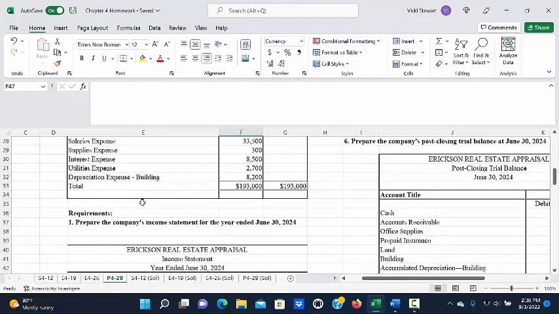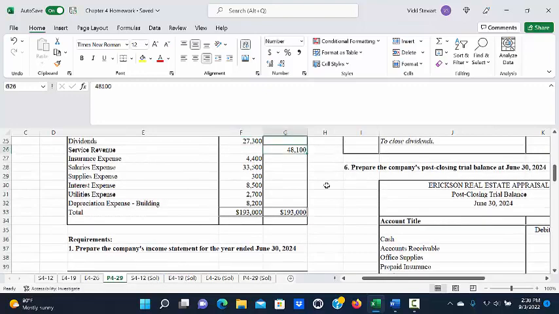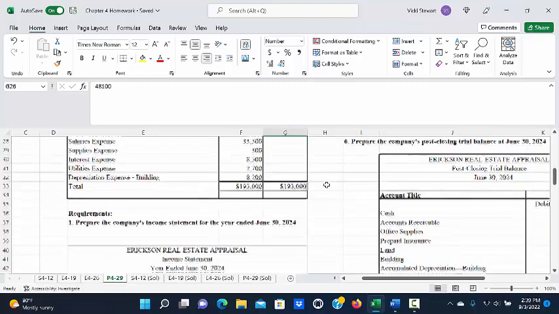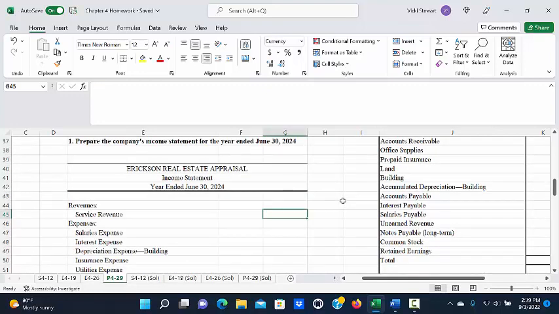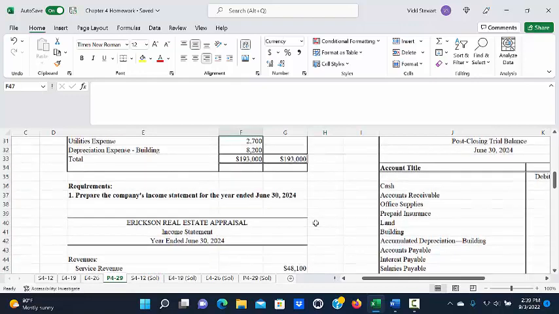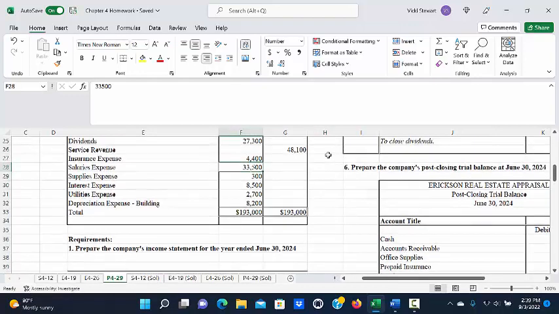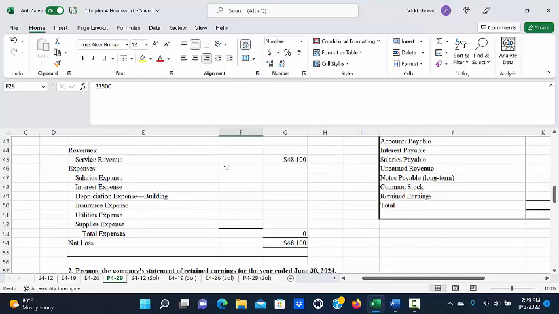And in the first requirement, it asks us to prepare the company's income statement for the year ended June 30th, 2024. So starting with service revenue, we are going to take the information from the adjusted trial balance and complete the income statement. So the income statement starts with service revenue, $48,100, and then as we complete our expenses, we are going to list them in descending order. So our salaries expense was the largest expense, so it will go first at $33,500. Interest expense was next at $8,500.